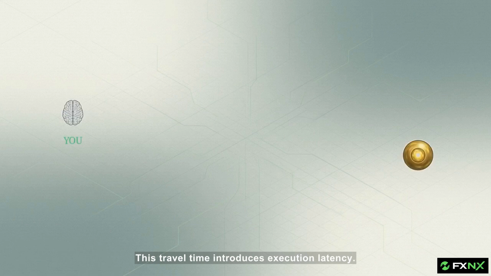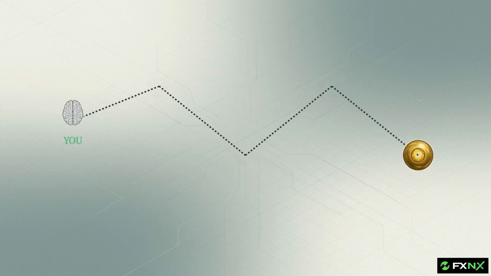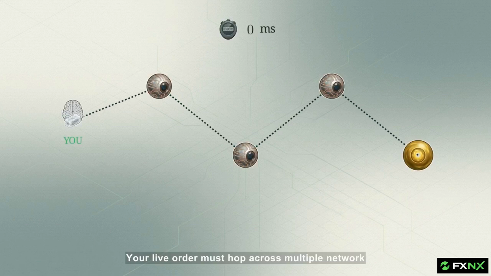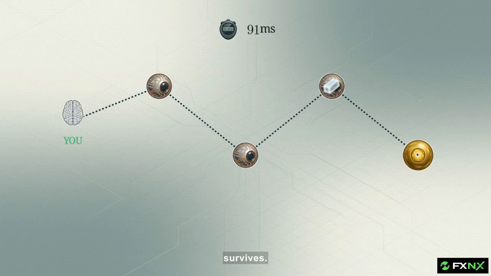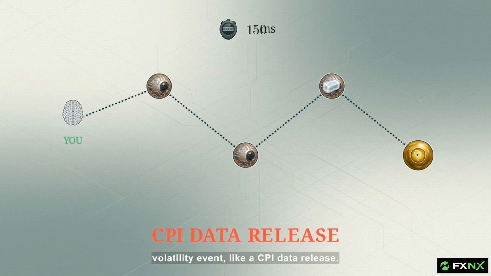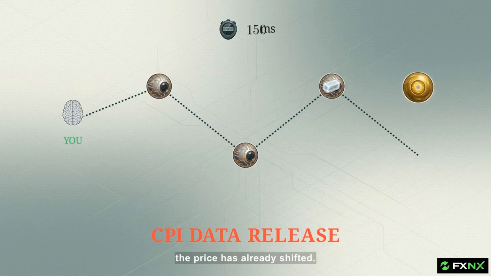This travel time introduces execution latency. Your live order must hop across multiple network nodes to reach a central liquidity provider. It takes milliseconds, but in a fast-moving market, milliseconds dictate whether your trade survives. Say you try to buy during a high volatility event, like a CPI data release. By the time your order reaches the pool, the price has already shifted. The broker has no choice but to kick the order back to you with a requote error.